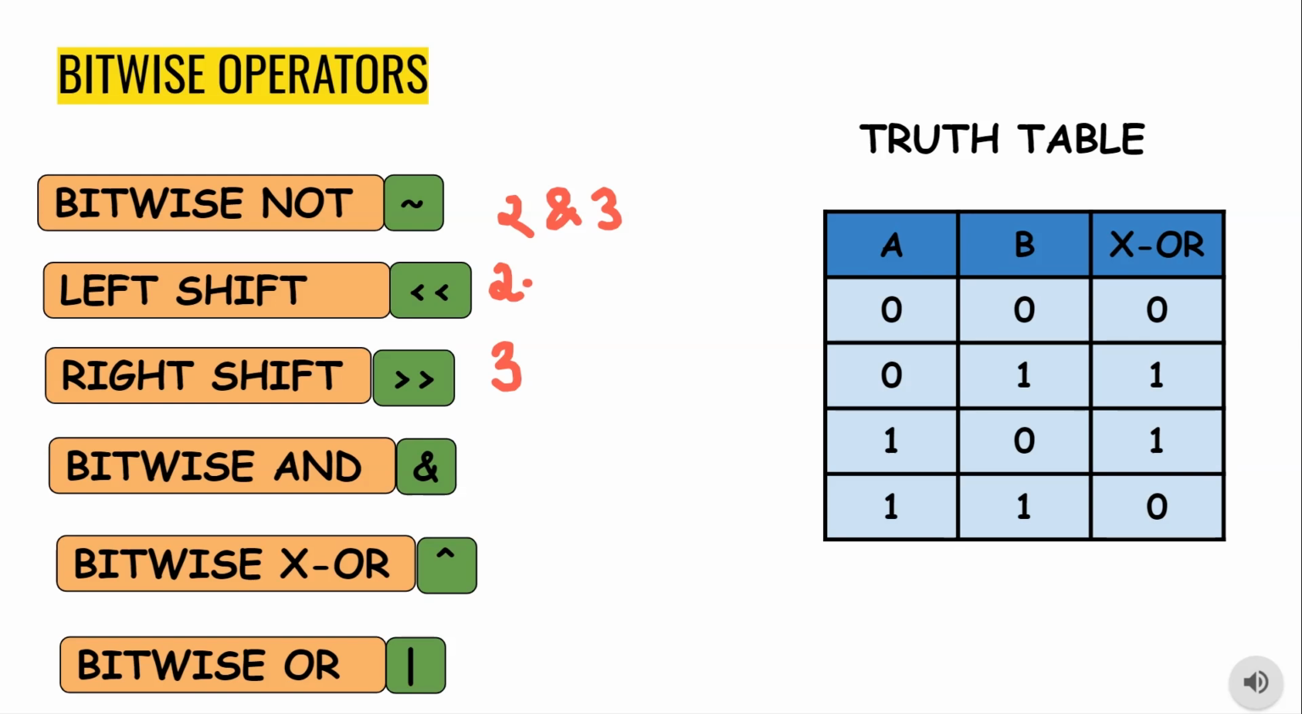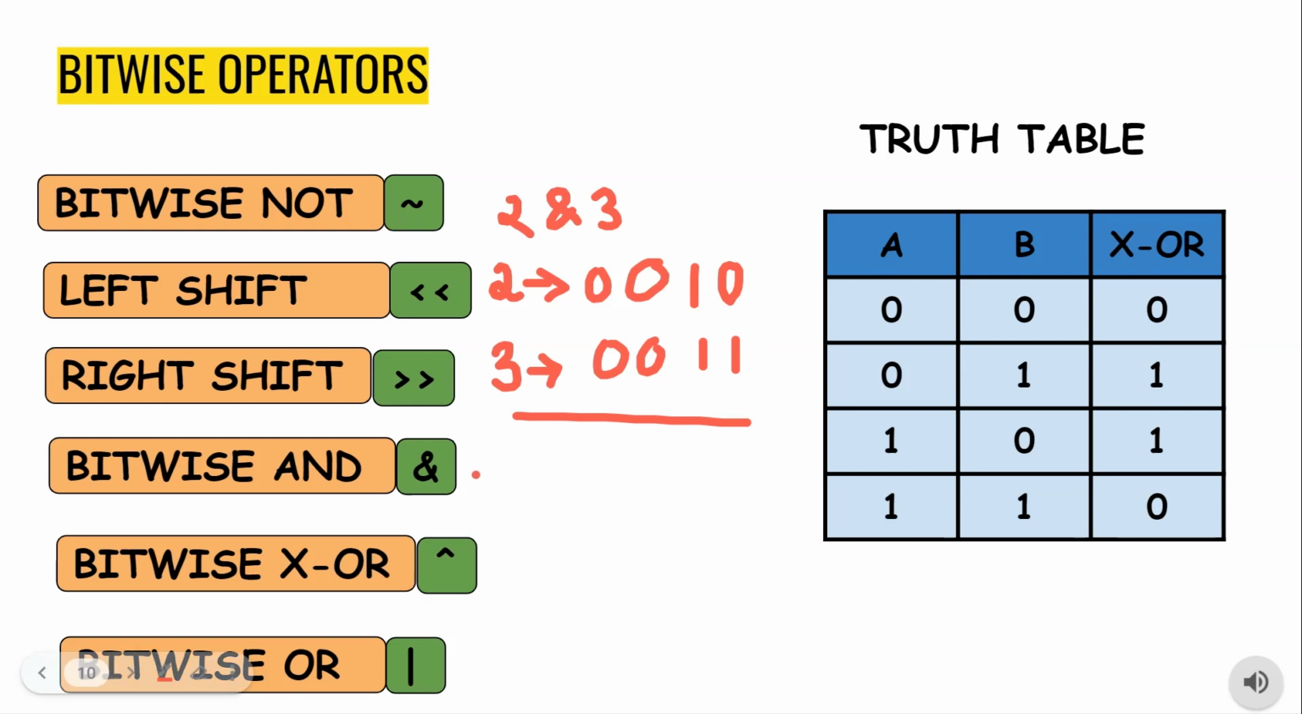The 2 will be converted to a binary value. 3 will also be converted to its equivalent binary value. And bitwise AND operation is performed on the individual bits of these binary values to get the result. The equivalent value of 2 is 0, 0, 1, 0. The equivalent value of 3 is 0, 0, 1, 1. You need to perform the AND operation on the individual bits of 2 and 3. So 0, 1 will give you 0; 1, 1 will give you 1; 0, 0 will give you 0; 0, 0 will give you 0.